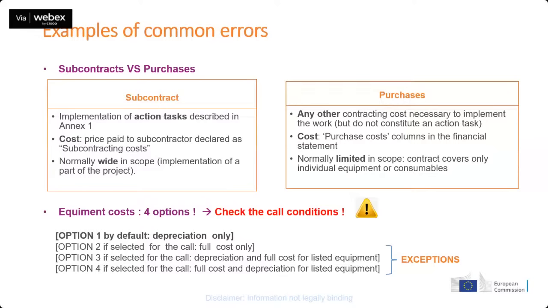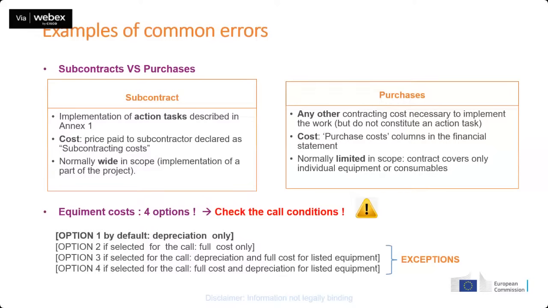Another common error that we have seen is regarding the declaration of equipment costs. In Horizon Europe, we now have 4 different options to declare your costs for equipment. So the default option, the general rule, is depreciation only. But then there are certain exceptions that can be allowed only if it was foreseen in your call.